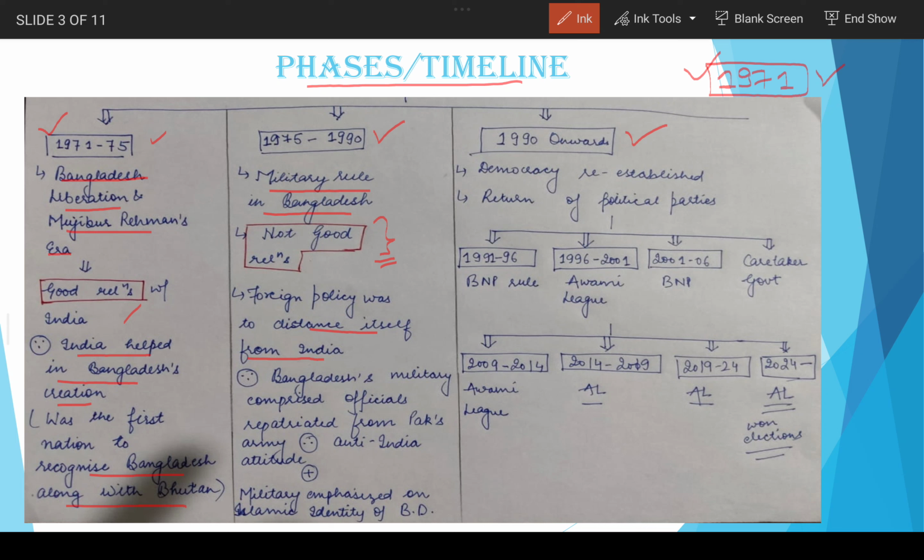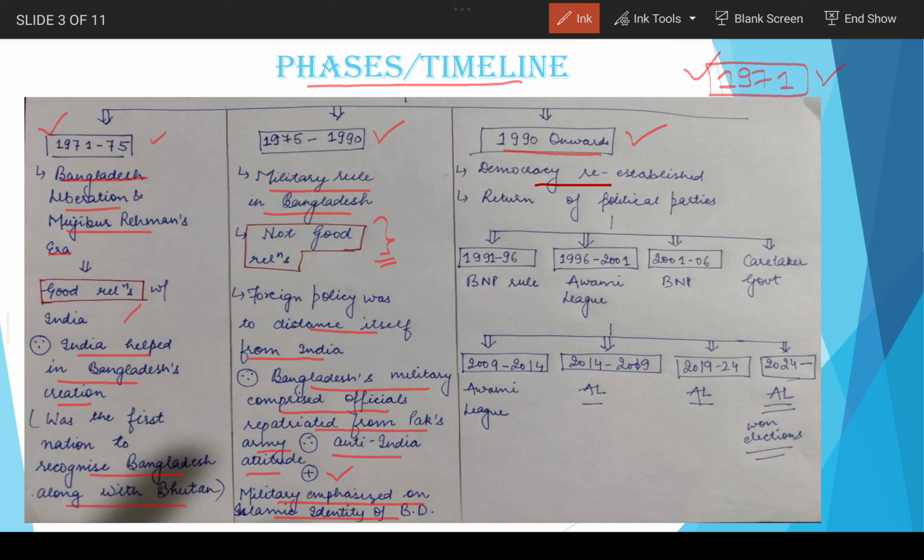So the reason was that Bangladesh's military comprised officials repatriated from Pakistan's army, and therefore they had an anti-India attitude, and along with that the military emphasized the Islamic identity of Bangladesh. The military was the one that fought the 1971 war against India, right? So they basically associated themselves more with Pakistan and saw themselves as against India. That's why the military was against India, and that's why at that time relations between India and Bangladesh deteriorated.